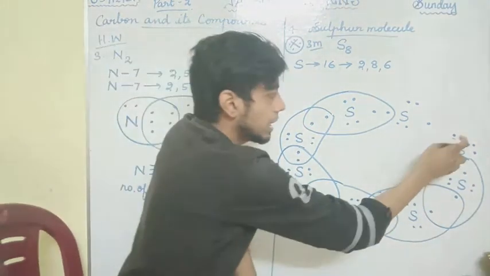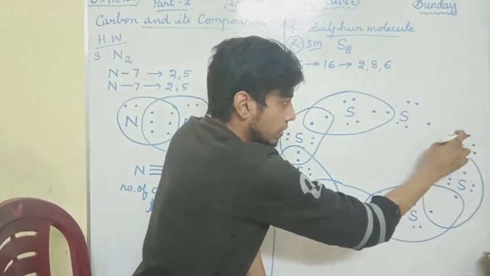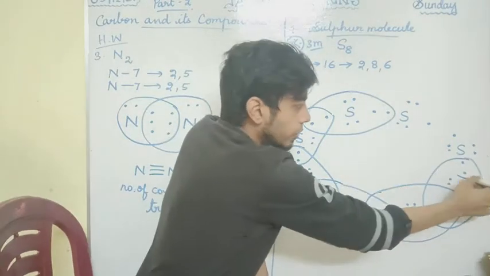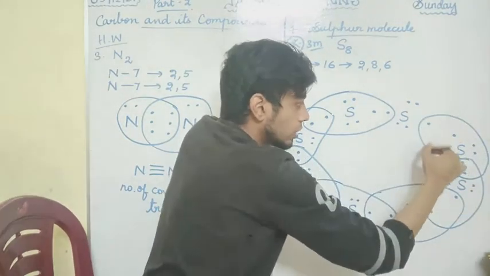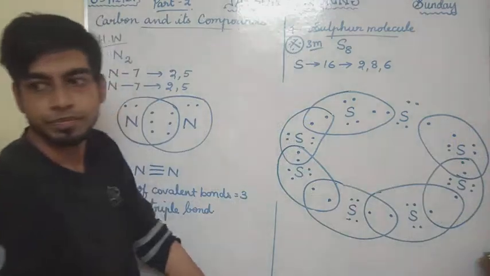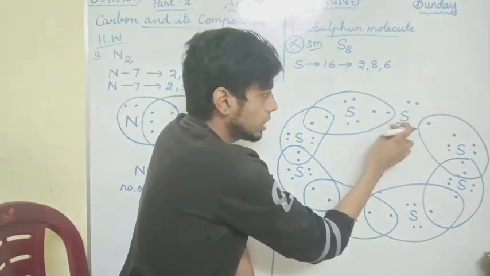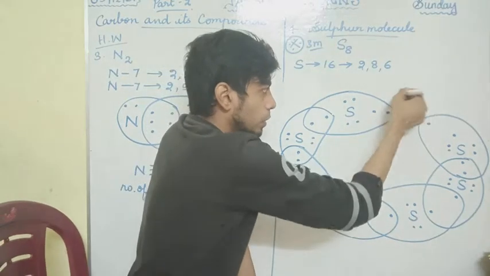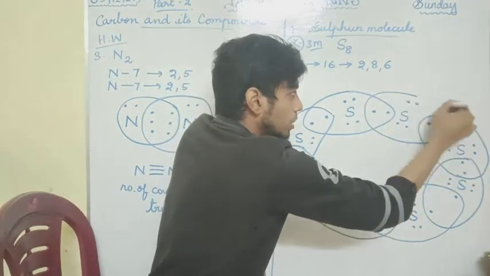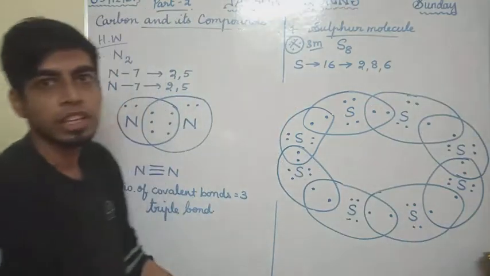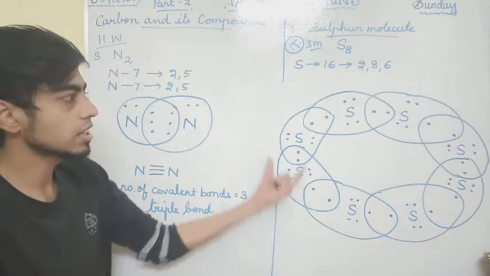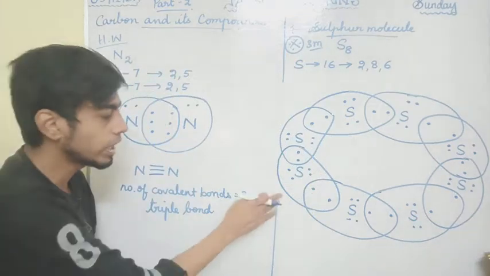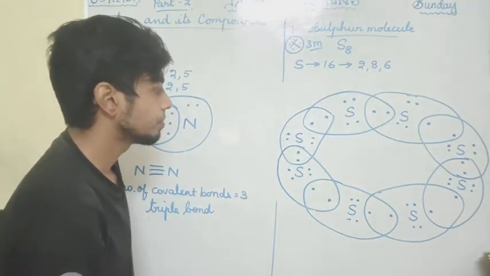And similarly 1, 2, 3, 4. The 5th dot this side, the 6th dot this side we kept. The 7th dot from this sulfur and the 8th dot from this sulfur. Similarly 1, 2, 3, 4, the 5th dot we kept this side, the 6th dot this side. The 7th one from this sulfur and the 8th one from the next sulfur. So this is the electron dot structure for the S8 sulfur molecule, which is a very, very important 3-mark question.